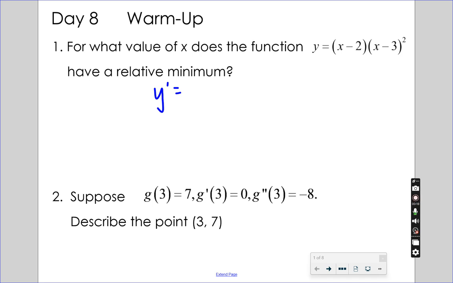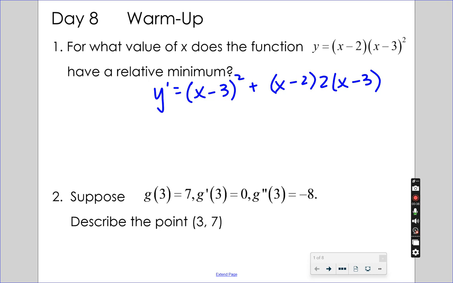Product rule. Okay, derivative of x minus 2 is 1. So I'm going to bring down my (x minus 3) squared plus (x minus 2) times the derivative there. I'm going to need chain rule: 2 times (x minus 3) to the first times 1. All right, there's our first derivative.